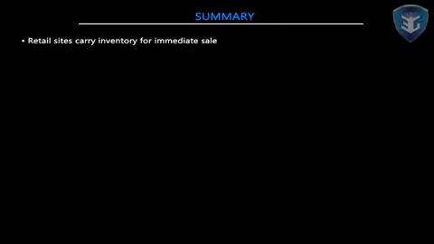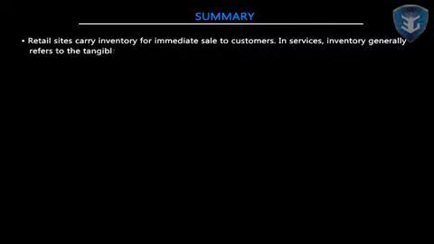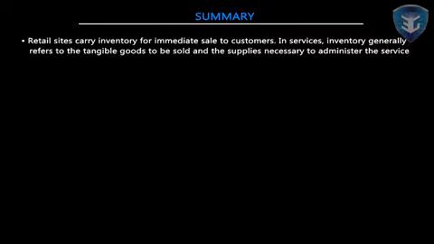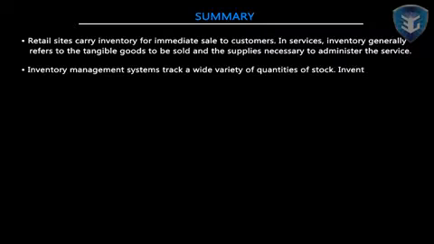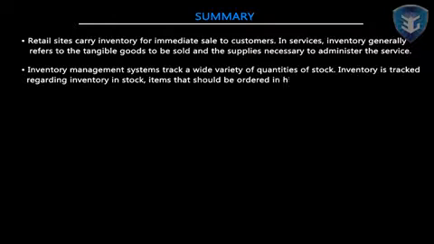Now, in the end, let us summarize what we have learned in this lecture. Retail sites carry inventory for immediate sale to customers. In services, inventory generally refers to the tangible goods to be sold and the supplies necessary to administer the service. Inventory management systems track a wide variety of quantities of stock. Inventory is tracked regarding inventory in stock, items that should be ordered in higher quantities, and adequate inventory turnover.